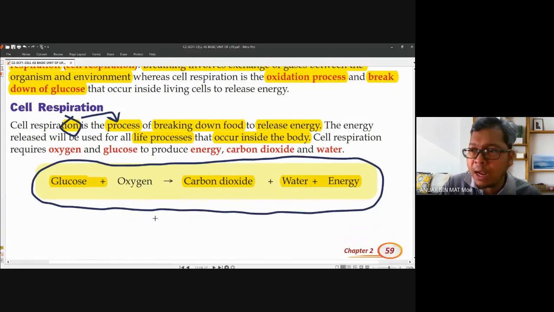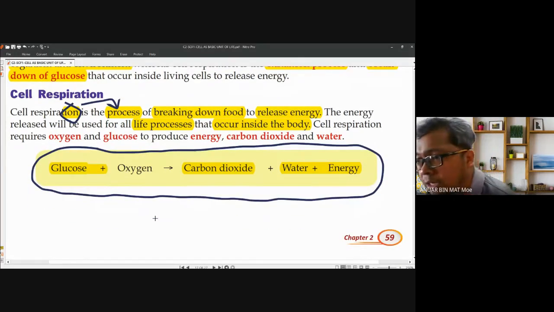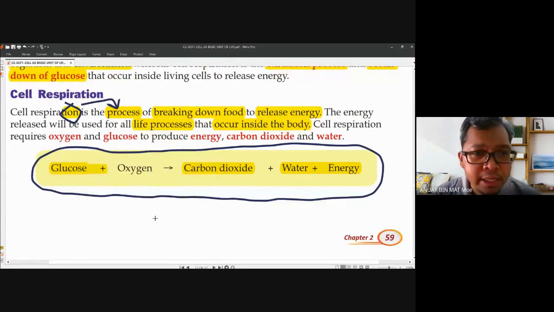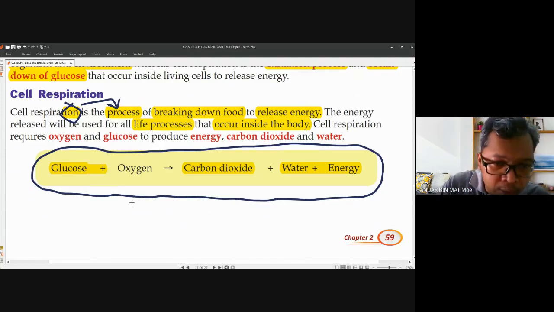Okay, this is what we call the word equation. You must remember this, right? Glucose plus oxygen. Glucose and oxygen will be used by the cell, and after the cell uses up all the glucose and oxygen, it will release carbon dioxide, water, and energy. So my question: where do you get the oxygen? Where do you get the oxygen, class?